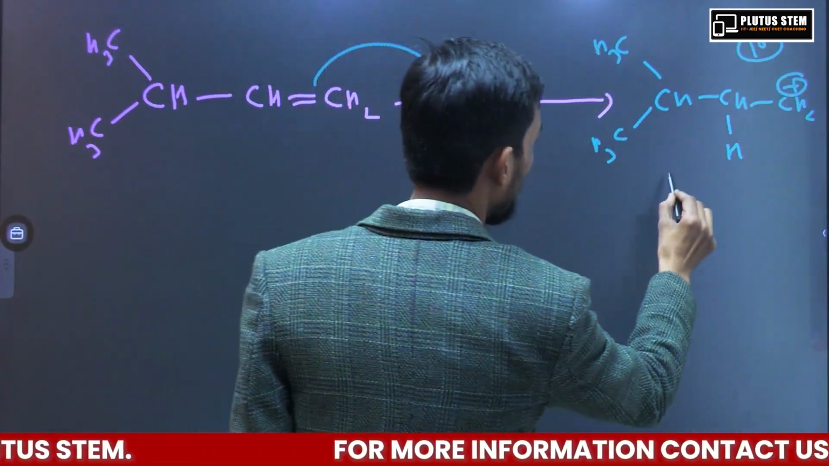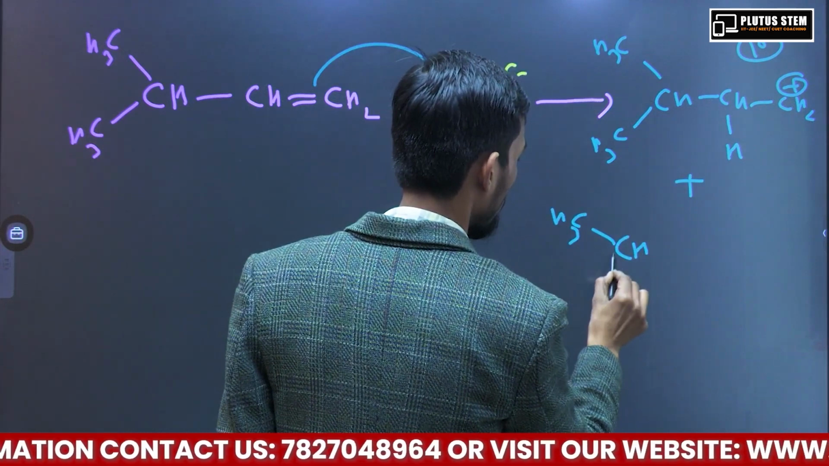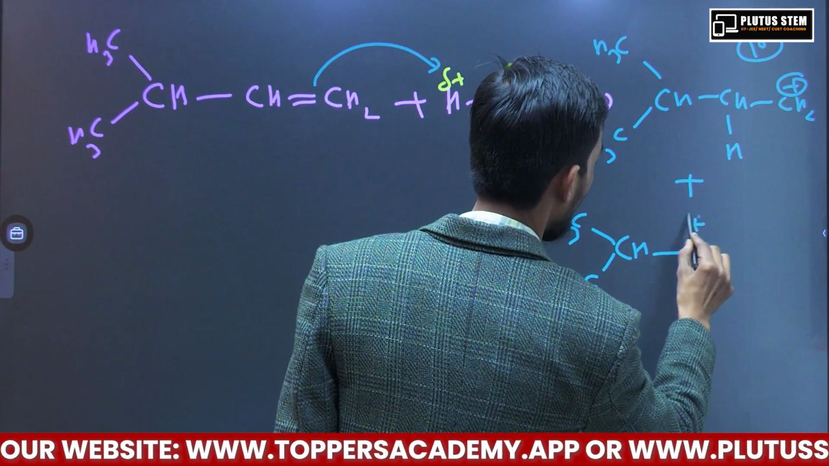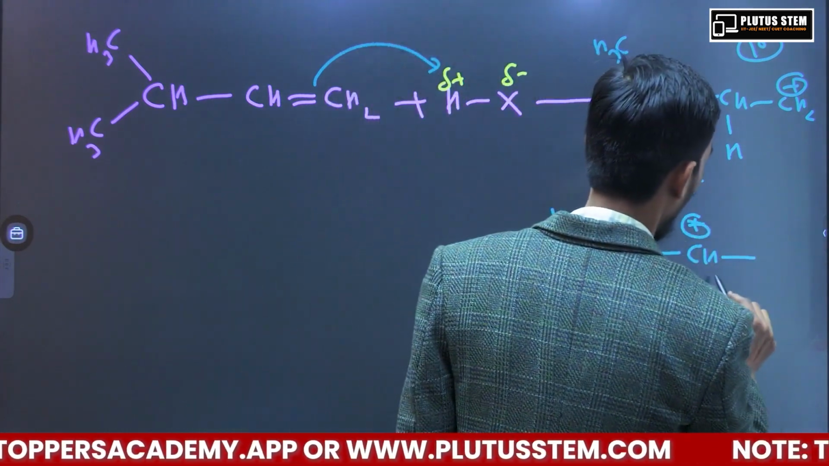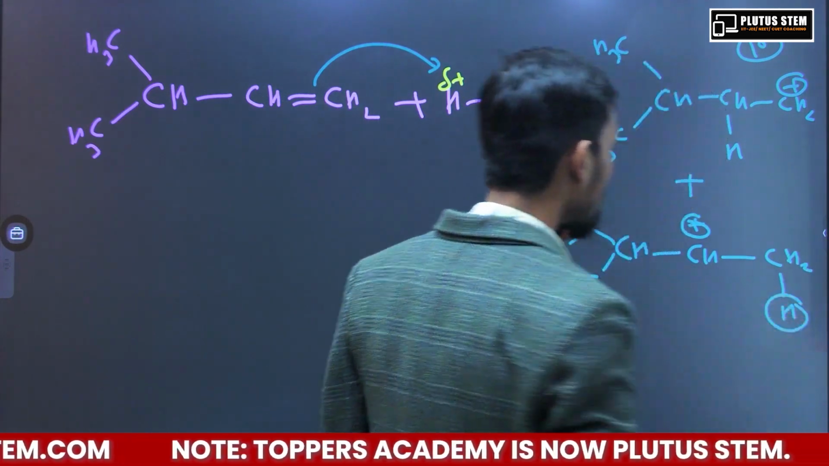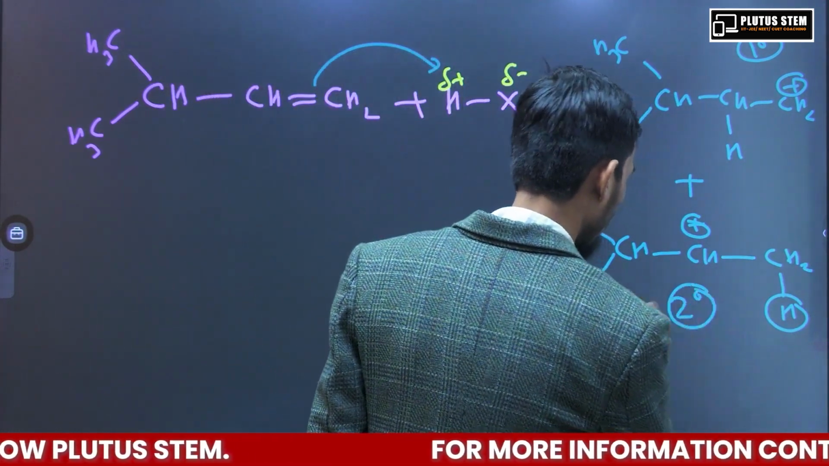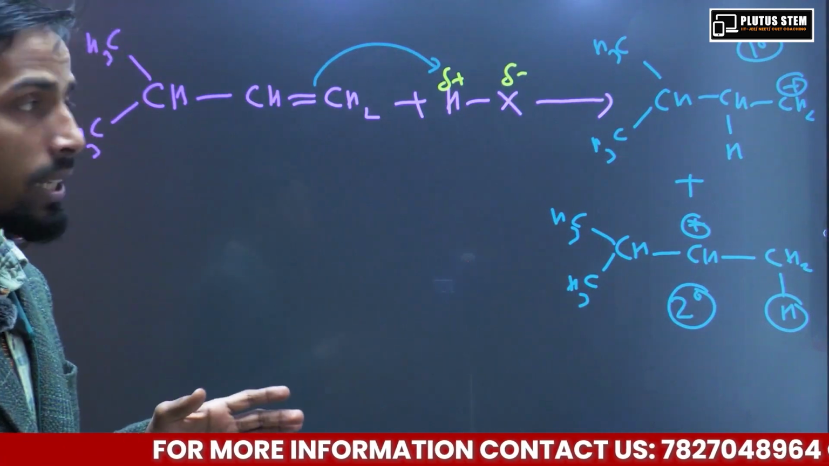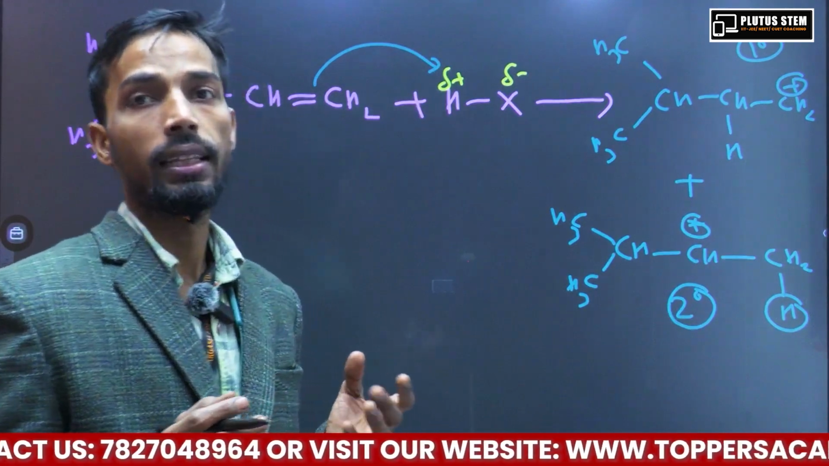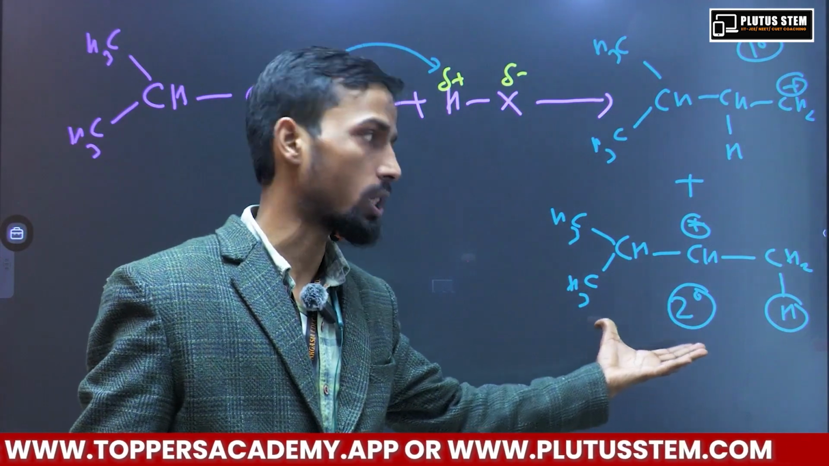Another possibility, what will be the other possibility? Another possibility will be like this: CH3, single bond, CH with a positive charge, single bond, CH2, single bond H. The H is attached at this side, so over here we are getting a 2 degree carbocation. We have already seen in the previous slide that a 2 degree carbocation is quite more stable than a 1 degree carbocation. So we can say the reaction is going to proceed through this.